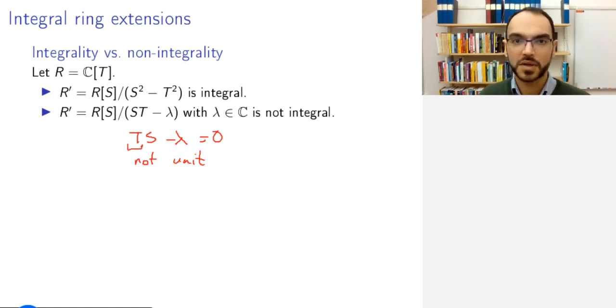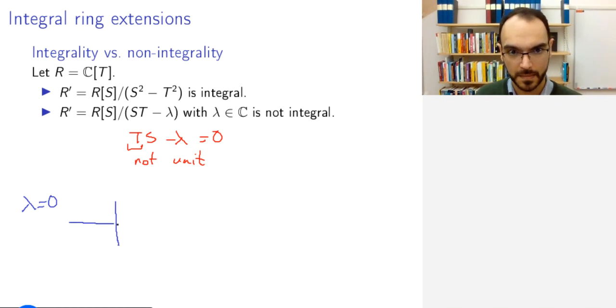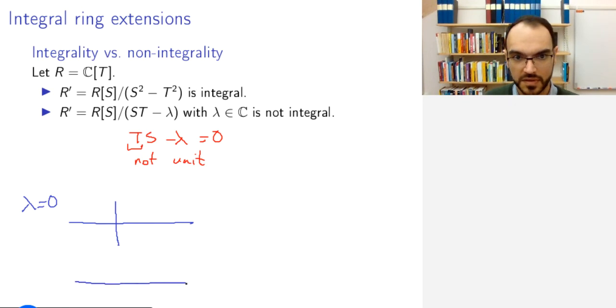So what does this look like? Well, let's look for a few values of lambda. If lambda is equal to 0, this is st. That's just the coordinate cross projecting onto the affine line. So I'm considering R prime as the coordinate ring of this coordinate cross, and R as the coordinate ring still of the affine line. And now the problem is that the point 0 has an infinite pre-image, while all other elements have just one element in their pre-image.